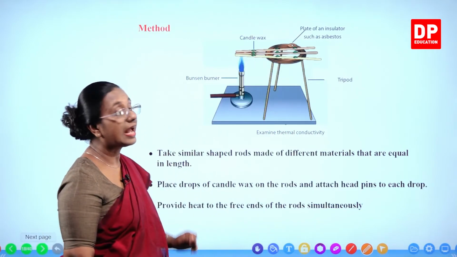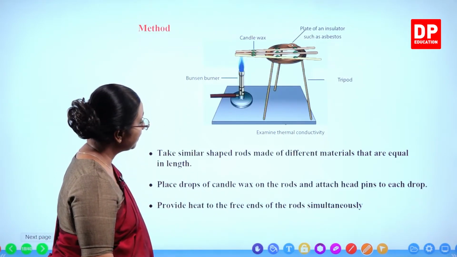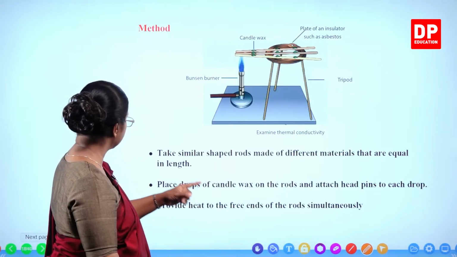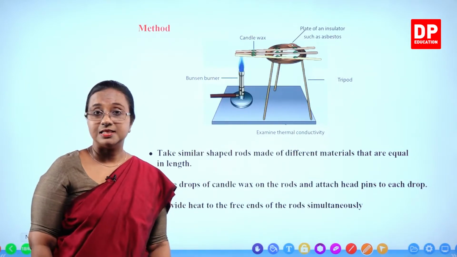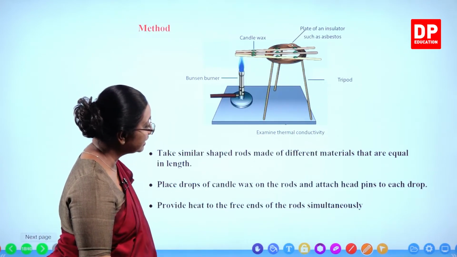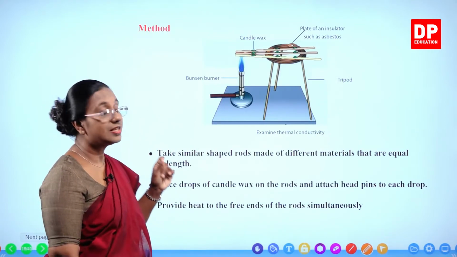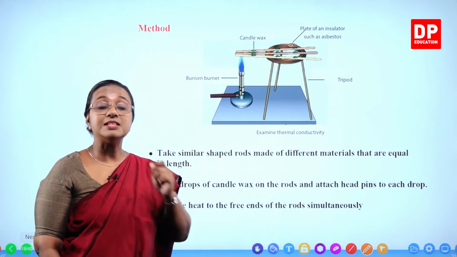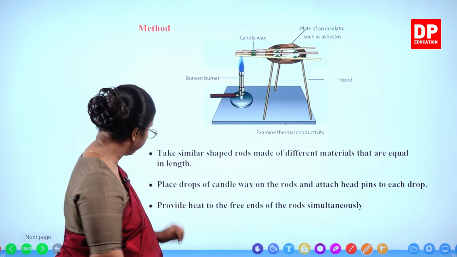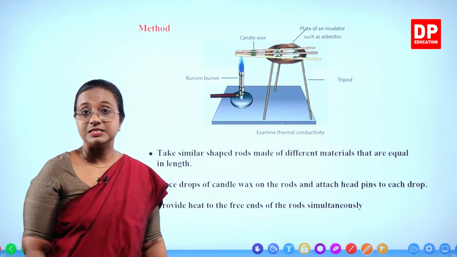Then you can see the candle wax melting. Take similar shaped rods made of different materials that are equal in length. Place drops of candle wax on the rods and attach head pins to each drop. So you can either have just the candle wax, or you can attach head pins to the drops. Provide heat to the free ends of the rods simultaneously.